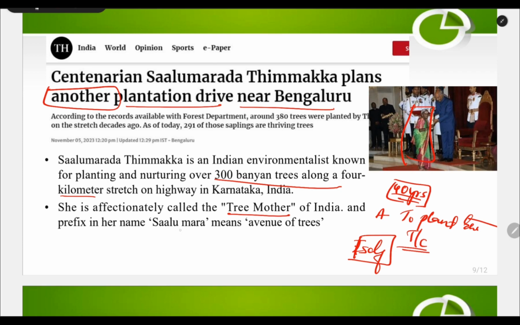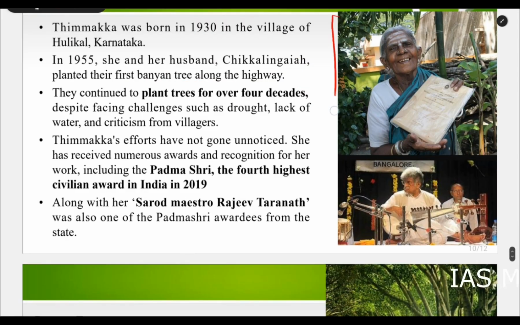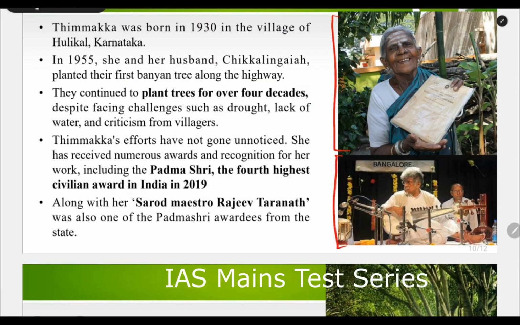And her work itself explains, Salumara, she planted trees along the road in a line. So the name itself says Salumara, which is crudely translated as avenue of roads, a prefix to her name. Let us know about this personality. I have given another personality here also.